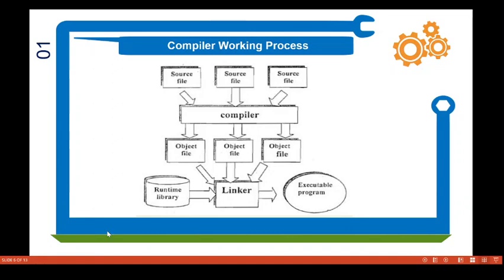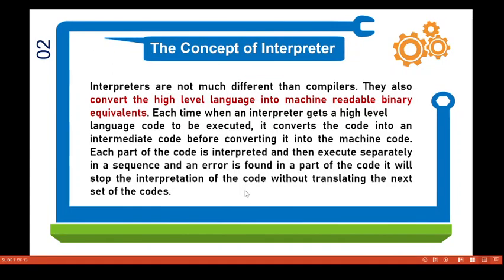Then the runtime library, this is the runtime library, linker, and the executable program. Because before this high-level programming language can be executed, a compiler has to translate the language into machine code. Then the linker will help in executing the program. That is all about the concept of a compiler.